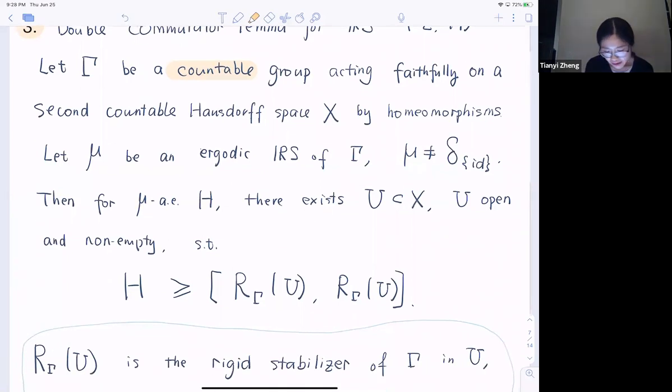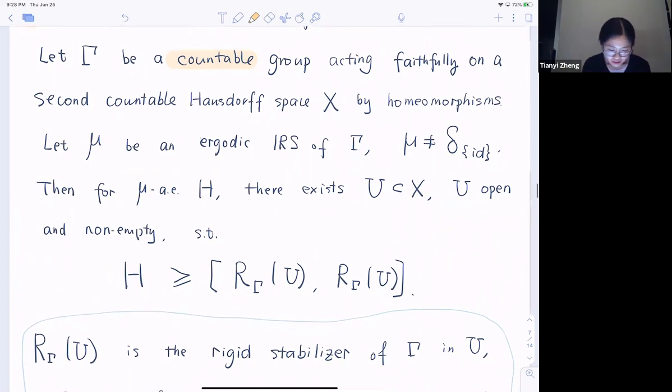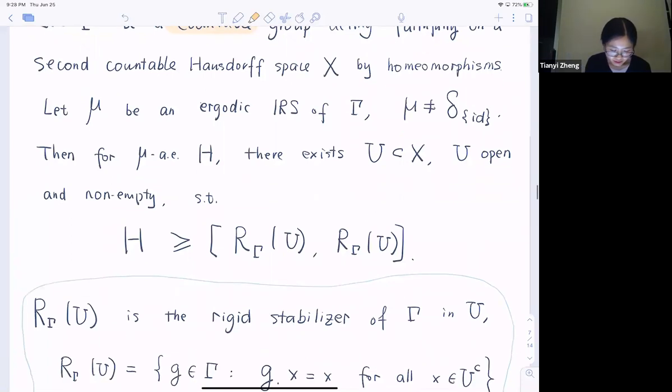Suppose we have a countable group Gamma acting faithfully on some second countable Hausdorff space X. All these assumptions are there to guarantee that I only need to take countable unions of measure zero sets. Suppose you have this setting and take an ergodic IRS of the countable group which is not a delta mass on the trivial group. For almost every sample, since it's not trivial, it has to move something on the space. Then the statement is that there exists some non-empty open set U such that the subgroup contains the derived subgroup of the rigid stabilizer.